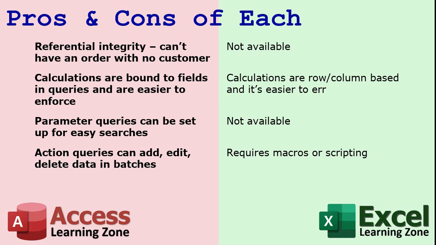In Access, you can set up parameter queries where the user can type in, let's say you're looking for a list of customers from a particular state. They could type in the state when you run the query, like New York or Florida, and boom, there's your list. You can't easily do that in Excel.